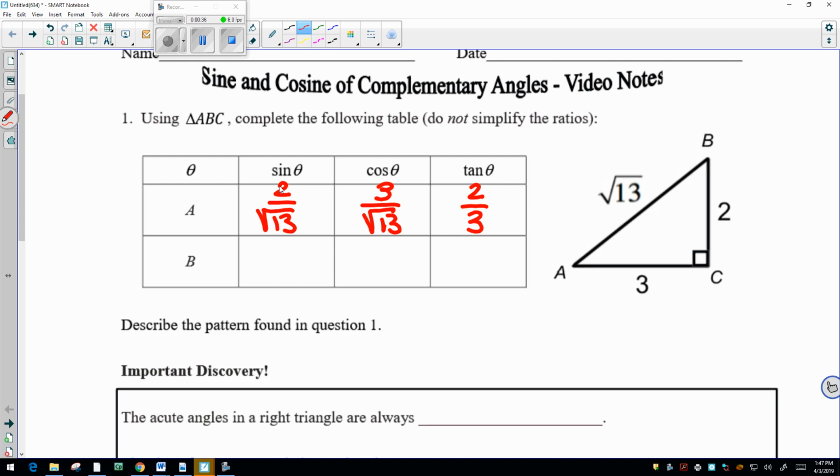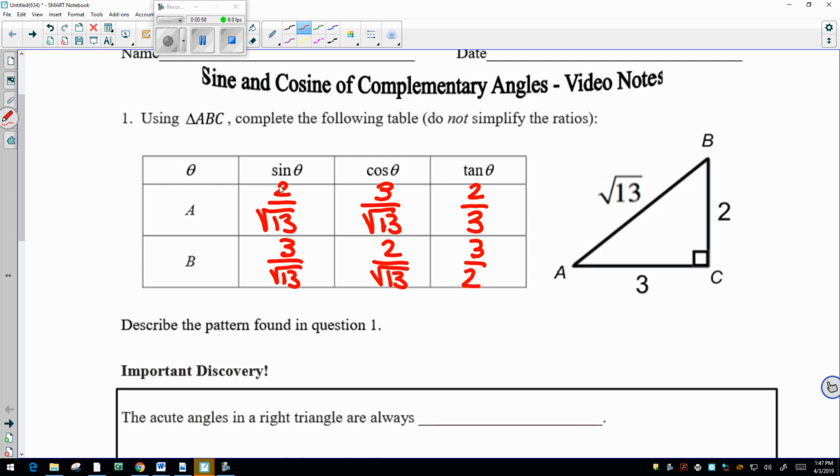Switching it up now to angle B, we're going to see the ratios change. So the sine of angle B, sine again is opposite over hypotenuse. Notice your opposites change. Okay, cosine of angle B is adjacent over hypotenuse. And then your tangent is opposite over adjacent.